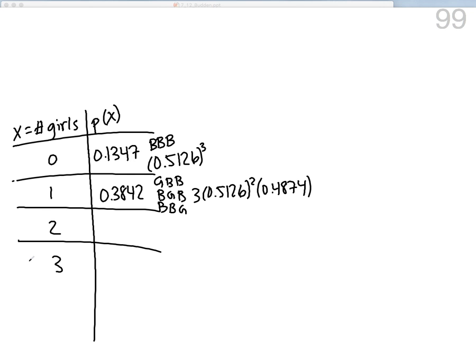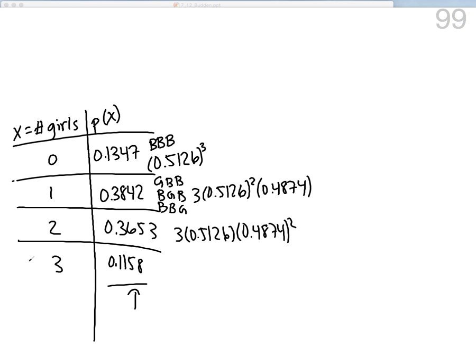If there are 2 girls, there are 3 possibilities again because there's only 1 boy, so the boy could be the first, second, or third child. So that ends up being 0.3653. That's 3 times the 1 boy, so 0.5126, and then 0.4874 squared for the 2 girls. If there are 3 girls, that's the only possibility. So that's 0.4874 cubed, which ends up being 0.1158. And they all add to 1, which is good. How do we do?